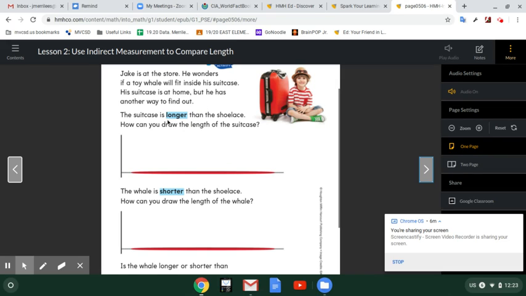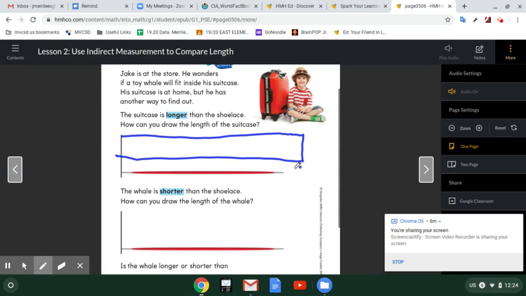The suitcase is longer than the shoelace. So he has the shoelace with him. His suitcase is longer. So this is going to be a really long, skinny suitcase, but it's longer than the shoelace. So I made my suitcase go further than the shoelace, I'm sorry. So there's my suitcase. It's longer than the shoelace.